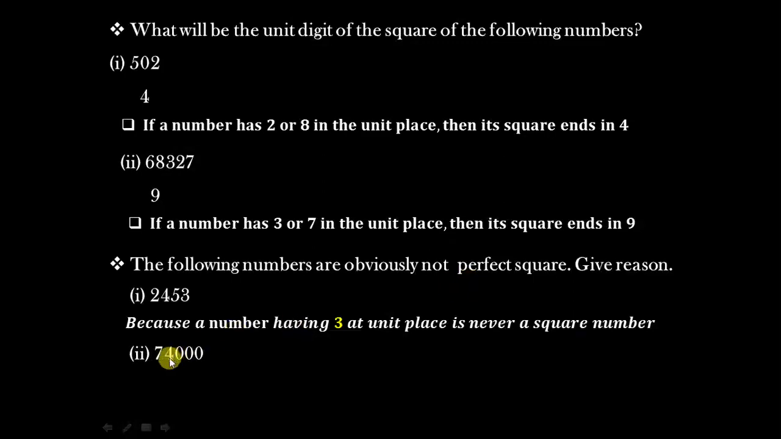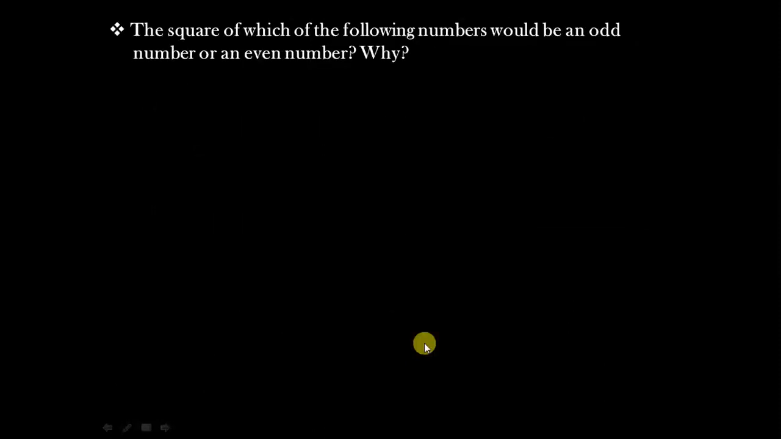Next question, 74000. This number is also not a perfect square. Why? Because there are three zeros: 1, 2, 3. Because it has an odd number of zeros, that is 3, 74000 is also not a perfect square. The reason is it contains an odd number of zeros.